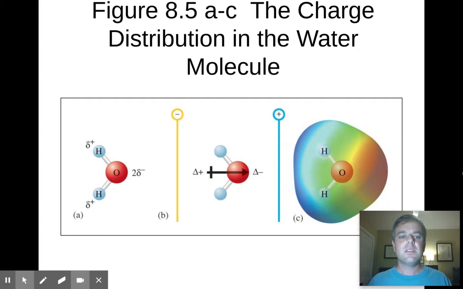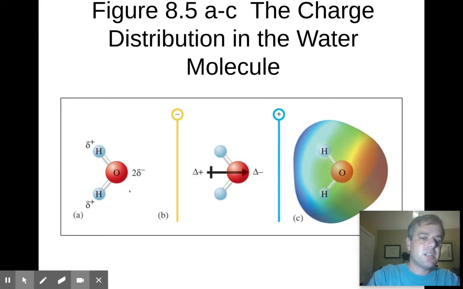So here is water. Water has a partially positive charge on the hydrogens and some negative charges on the oxygen. This right here, by the way, is the symbol that's the Greek letter delta. So it's a little bit positive charge, a little bit negative charge. It's not a full on positive and negative like with ions, but the oxygen's more electronegative. It pulls the electrons towards itself.